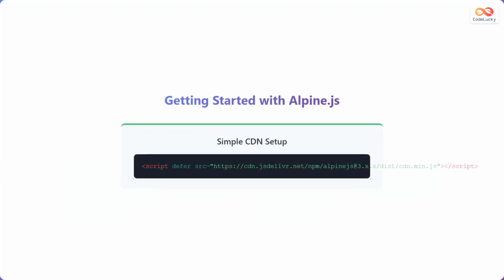Getting started with Alpine.js is incredibly simple. You can include it in your project using a Content Delivery Network or CDN link. Simply add the script tag with the defer attribute and source pointing to the Alpine.js CDN. The defer attribute ensures the script loads after the HTML document is parsed, which is important for Alpine to properly initialize and scan for directives in your markup.